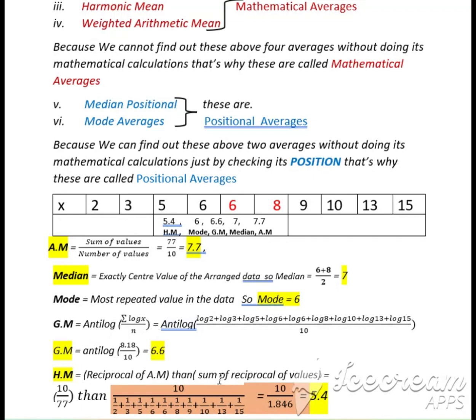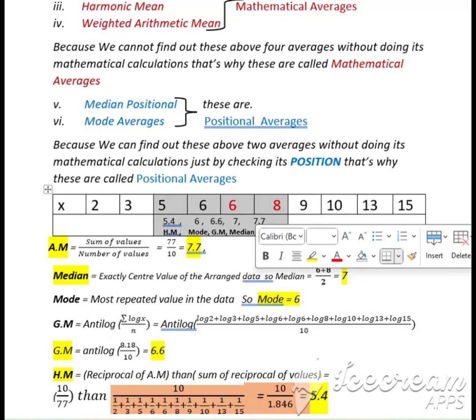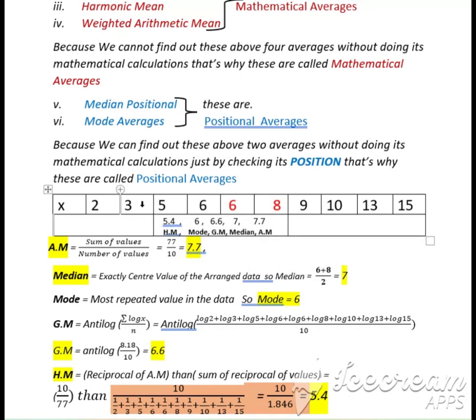Now I am just telling you why these are called averages. These averages are called measures of central tendency. After calculation you can check that each answer lies somewhere in the center of the data set. So each one lies here in the center. That's why it is called a measure of central tendency. Arithmetic mean is 7.7, which is between these two numbers. Median is 7, which is also in the middle. Mode 6 is also in the middle or near to the center.